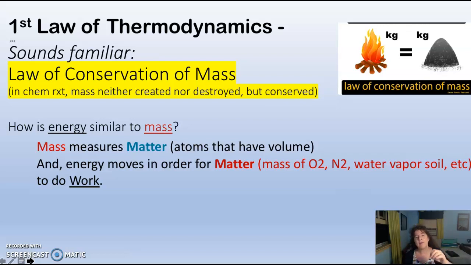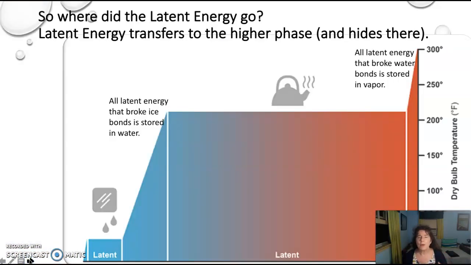And these do have things in common. They have mass in common. They have matter in common. So they're very closely related, but we need to look into them a little bit further. When we're thinking about transferring latent energy, what I can tell you is that the latent energy that we put into all of these water bonds while we were at the boiling point, right around 212 degrees Fahrenheit or 100 degrees Celsius, all of that energy went into the higher phase. All of that energy went up and hid in the water vapor.